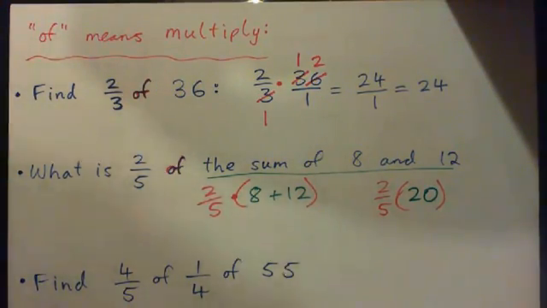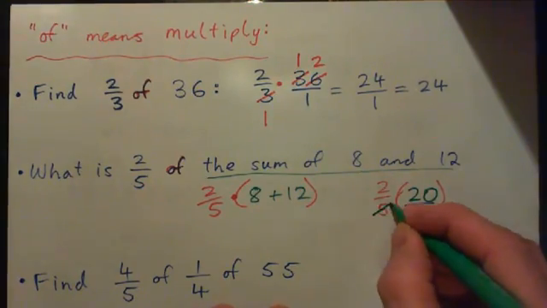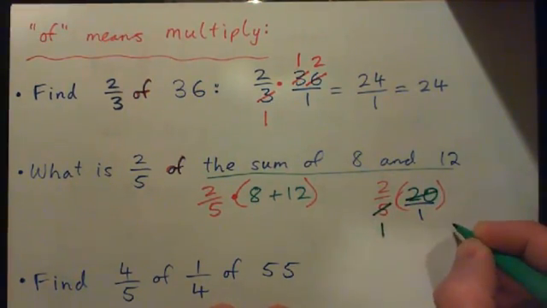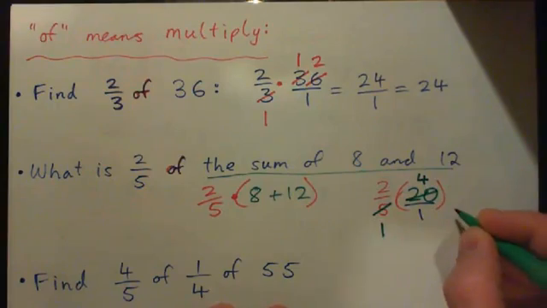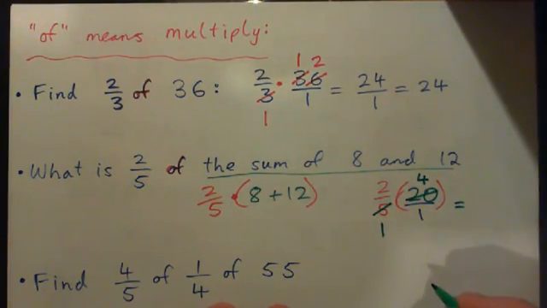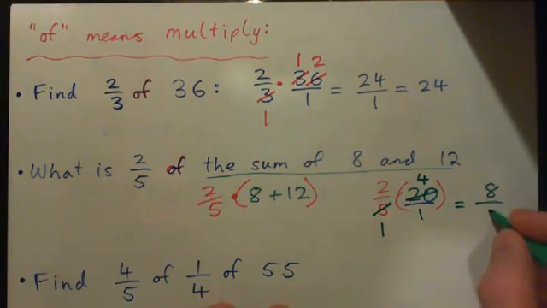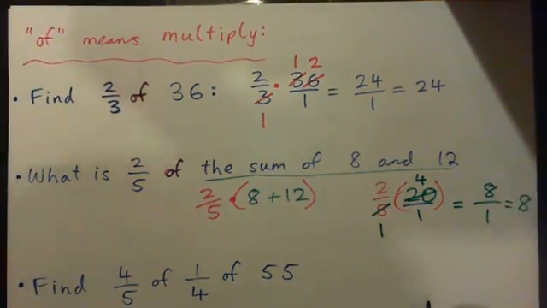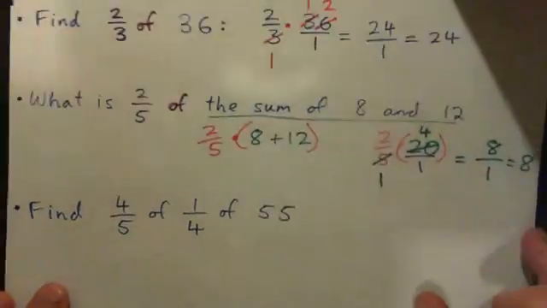Turn 20 into a fraction. 20 over 1, right? Now multiply and cross cancel, then multiply. See what happens. 5 into 5 goes once. 5 into 20 goes 4 times. So that gives us 8 over 1, which is 8, right?